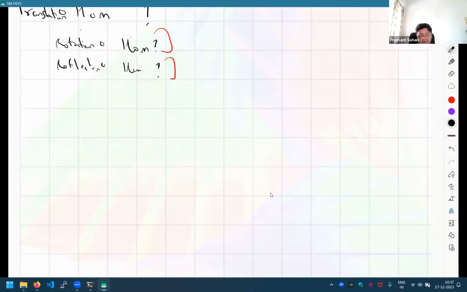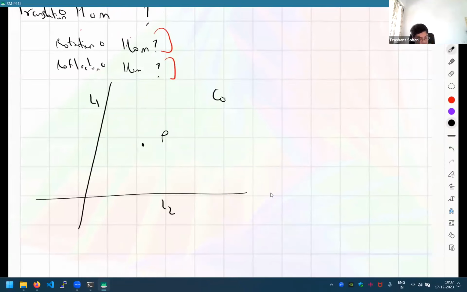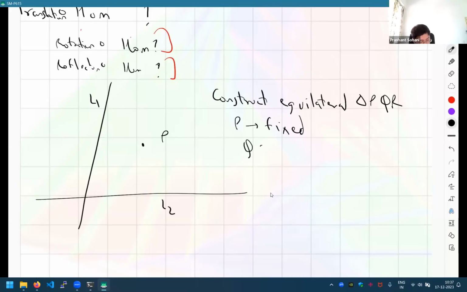So again, to recap, last time we did a question where two lines and a point were given. Remember this question, that lines are given and a point is given. Construct an equilateral triangle PQR, where P is fixed, P is given, Q lies on the first line and R lies on the second line. We had done this with rotation very nicely. We finished the question very nicely with rotation.